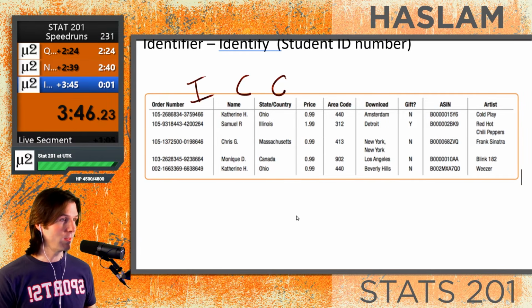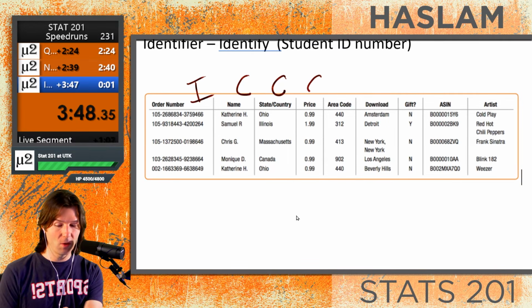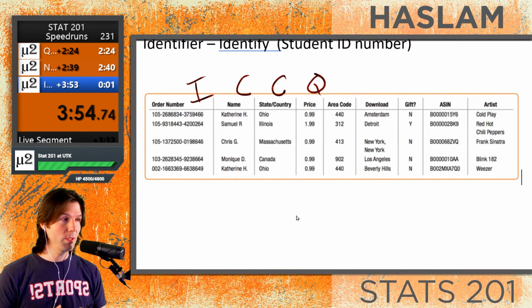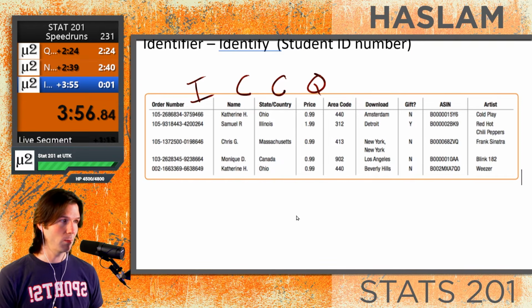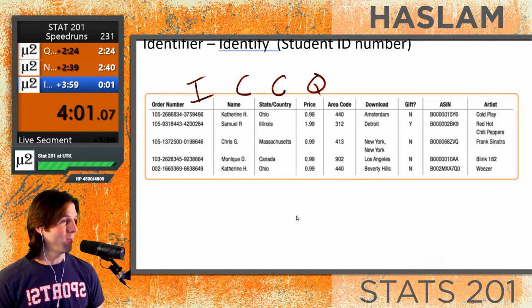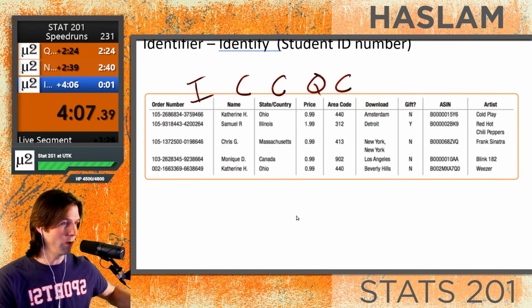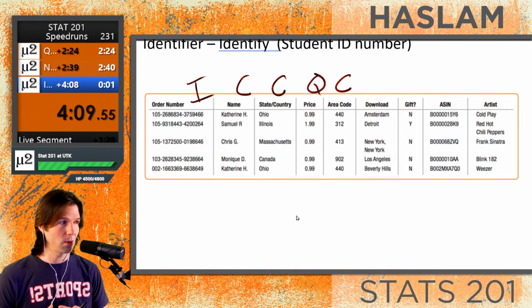We have the price, and this is how much did they pay, so that's going to be quantitative. We have the area code. Now, this is a number, but pause. This is not an actual real number, as in we could do mathematics on it. We wouldn't say area code 440 is 128 more than area code 312. So this is a category. It's what area code are you in, not how much is your area code. If you notice the difference between how we ask the question.